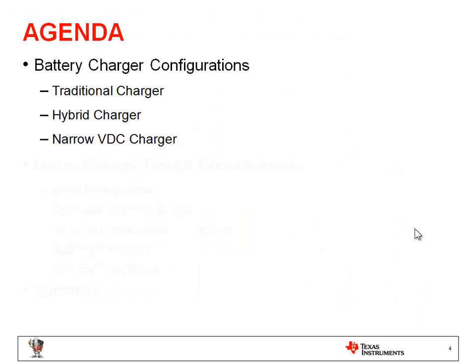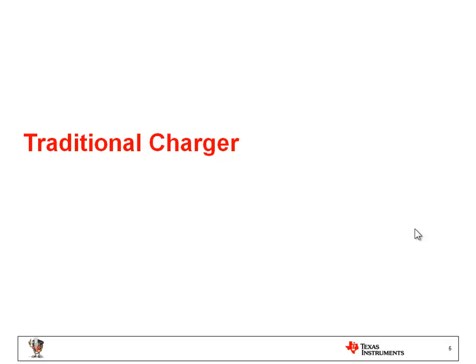In the battery charger configurations, typically we talk about 3 types of charger configurations. One is the traditional charger, the second one is a hybrid charger, and the third one, the topic of today, is the narrow VDC charger. First, let's take a quick review of the traditional charger and hybrid charger.